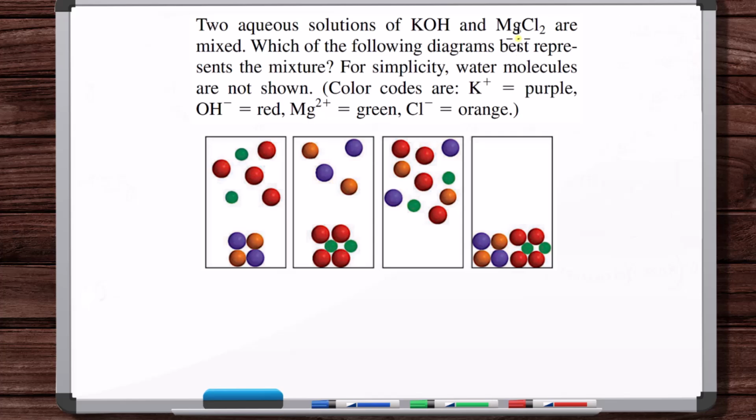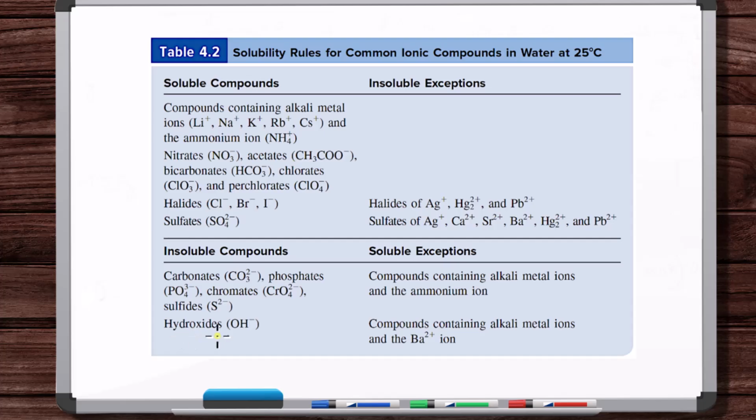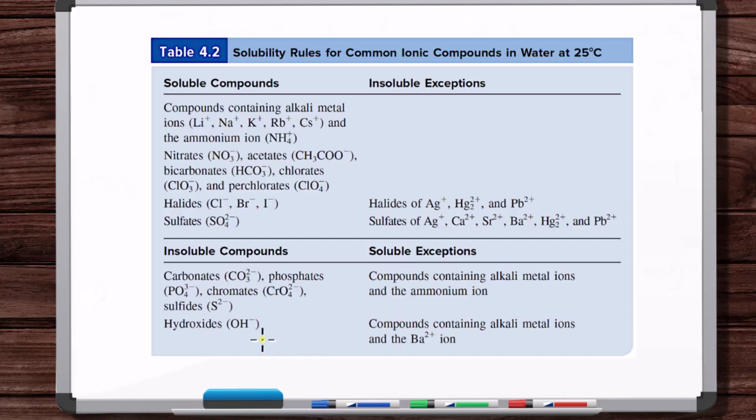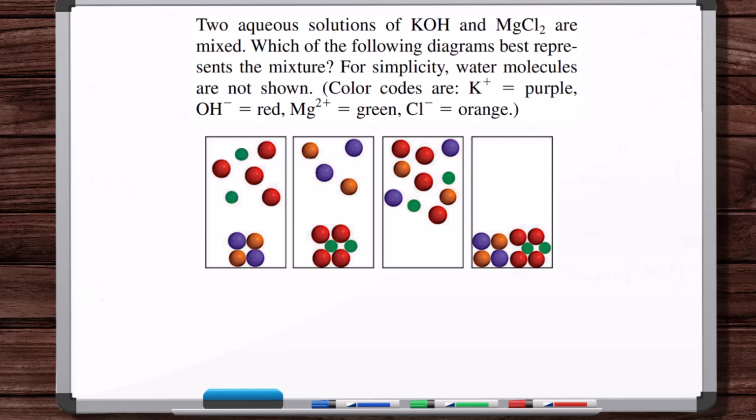What about when magnesium interacts with the hydroxide? Okay, so all hydroxides are insoluble, but do we have any exceptions here? The exceptions are alkali metal ions and the Ba2 plus ion. Well, magnesium is an alkaline earth metal. So, okay, magnesium hydroxide is insoluble. So the green and the red precipitate out, and the purple and orange stay dissolved.